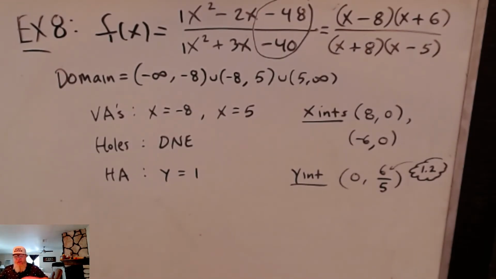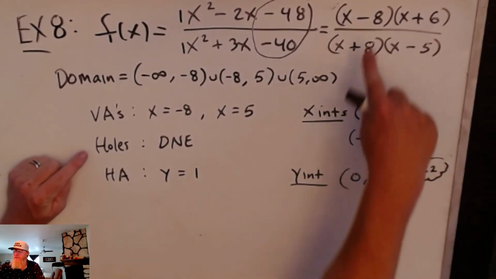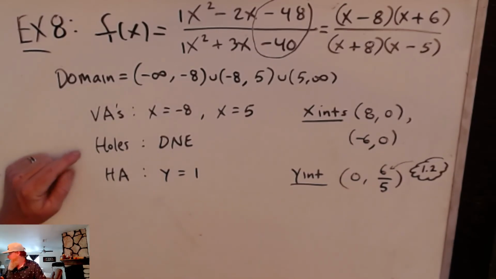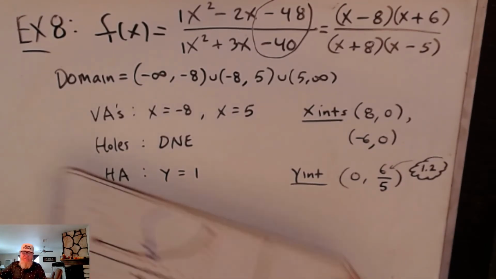All right, so there are no holes in this one. It was close. If those 8s had been the same factor, identical factors, then there would have been a hole there.